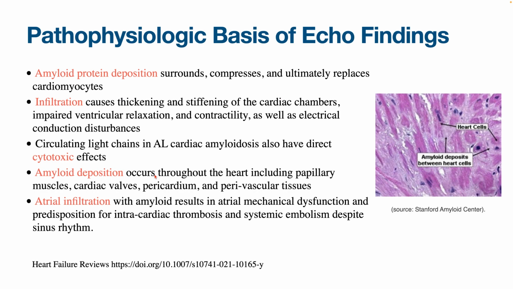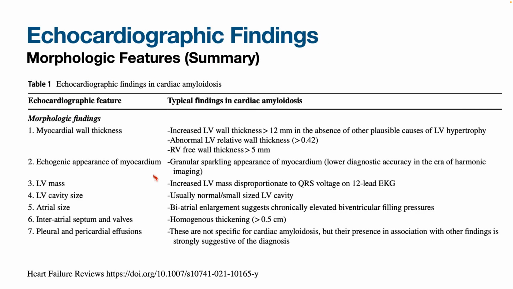Atrial infiltration also occurs with amyloid, resulting in atrial mechanical dysfunction and predisposition for intracardiac thrombosis and also systemic embolism despite sinus rhythm. So again, with patients with AFib, we're much more alert in terms of anticoagulating patients with amyloid because they're more likely to form clots. And there are also specific atrial function assessments that we're going to talk about.